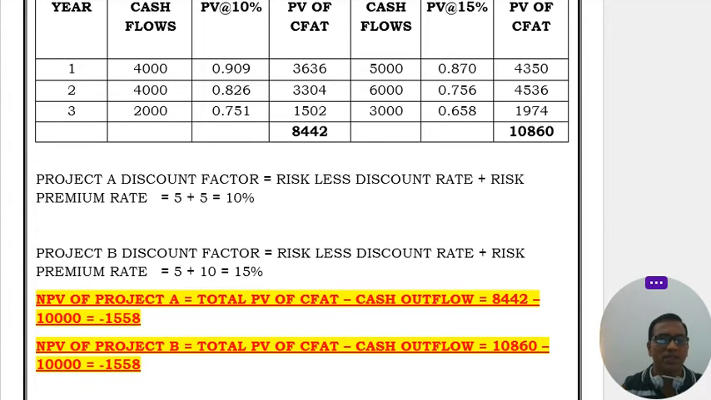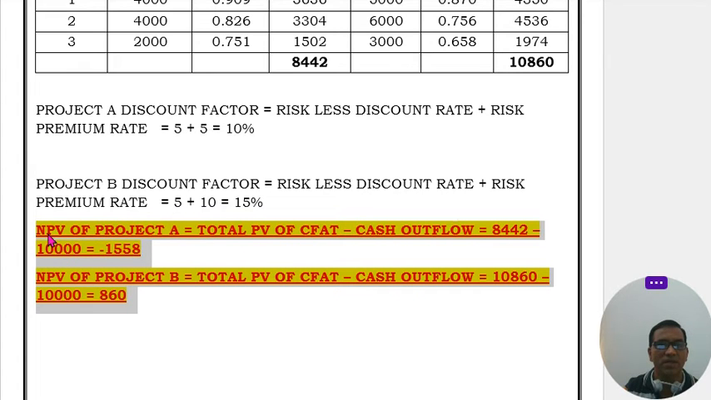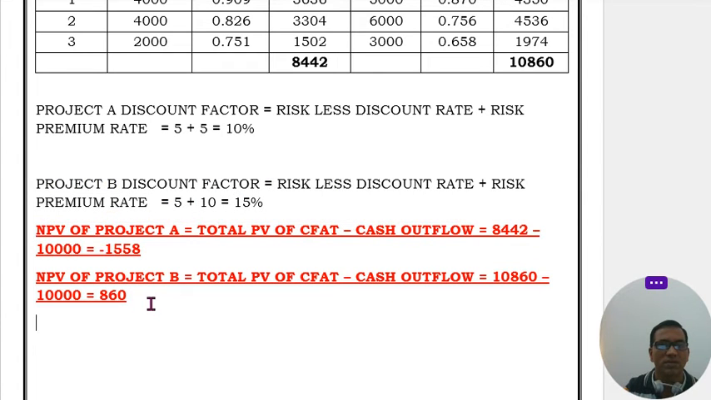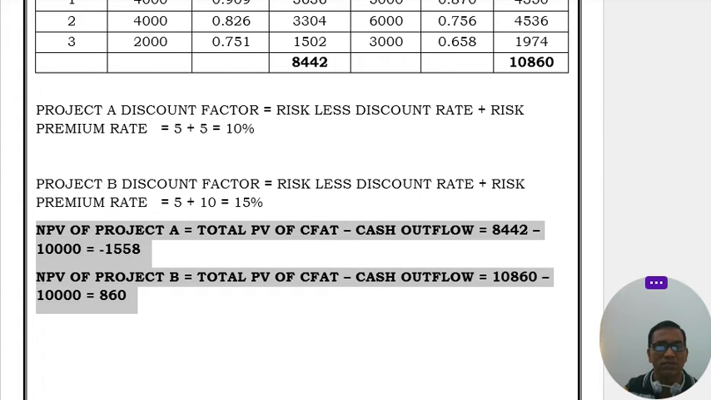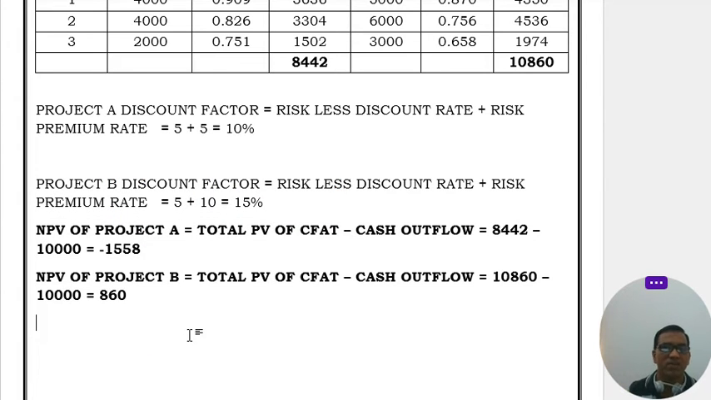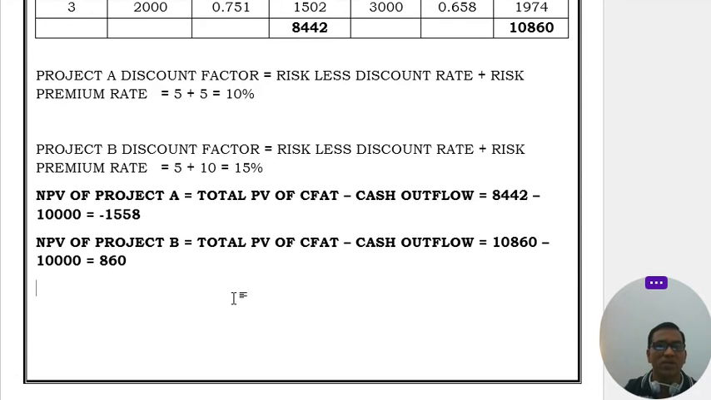10,860 minus 10,000, here you got a positive value. How much? 860. So here, if you check the values, NPV of project A is minus 1558, NPV of project B is plus 860. So which one we will accept? Obviously project B only, because it has a positive value.